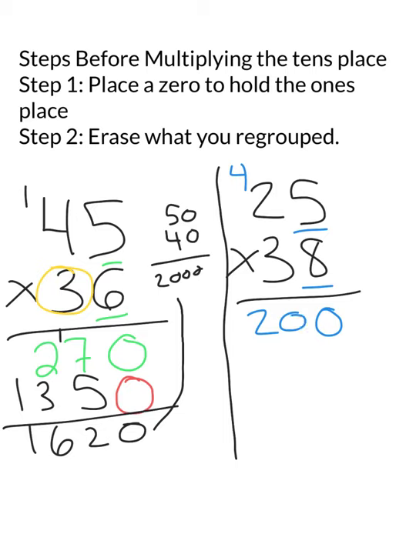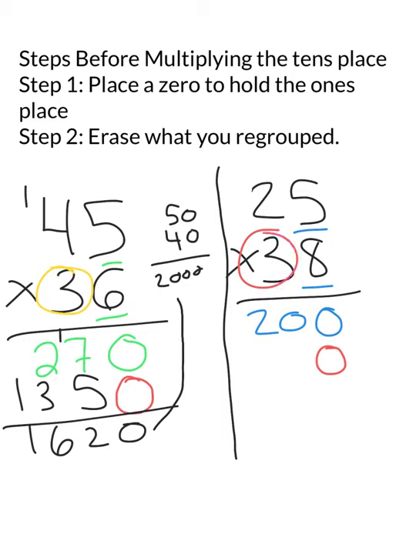But before we can multiply our tens, we have to use our 2 steps. Step 1, place a 0 to hold your ones place. Step 2, erase what you regrouped. Now we are ready. Now we're going to multiply our tens.